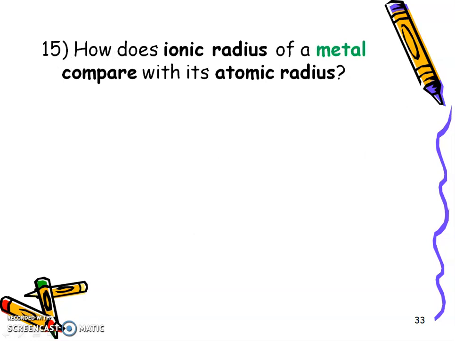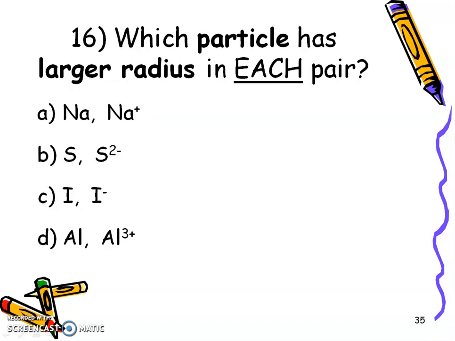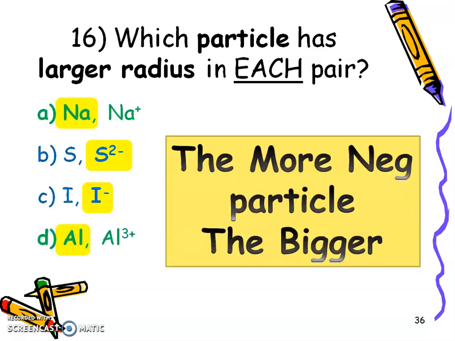15. Answer. 16. Again, you're choosing the pair. You're choosing which one from the pair has the larger radius. Answer.